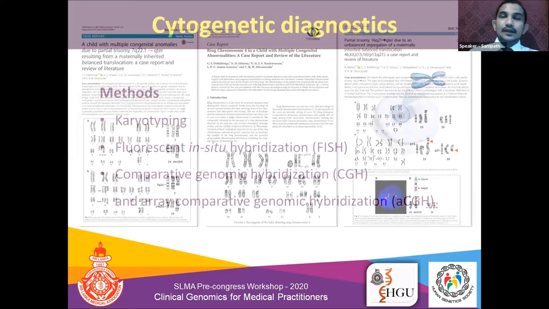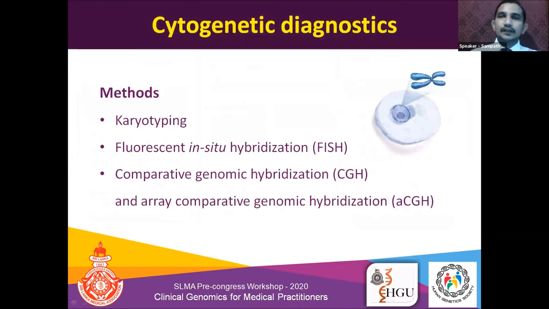So if we have a patient with a suspected chromosomal abnormality, how are we going to diagnose them? That is by different cytogenetic diagnostic methods. It has been about 65 years since we learned that humans have 46 chromosomes, which was described only in 1956. And from that day, there has been a tremendous improvement in the field of genetics, in genetic diagnostics. But still, cytogenetics plays a very vital role in the field of genetic diagnosis.